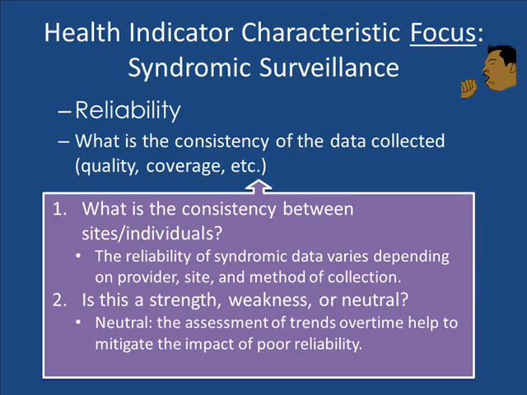Slide 44. Reliability answers: what is the consistency of the data collected, quality, coverage, etc.? What is the consistency between sites, individuals? The reliability of syndromic data varies depending on provider, site, and method of collection. Is this a strength, weakness, or neutral? Neutral. The assessment of trends over time helps to mitigate the impact of poor reliability.